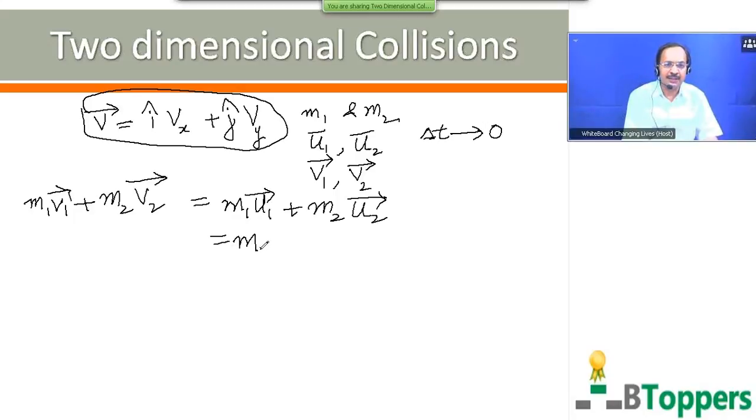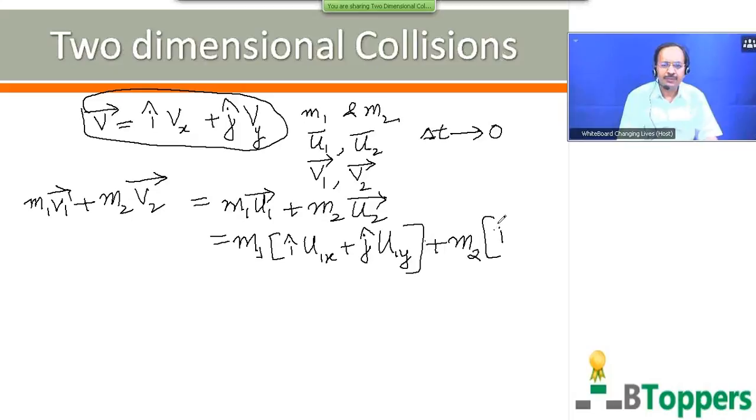So the initial velocity U1 bar of the mass M1 just before collision can be written as i cap into U1x plus j cap into U1y. U1x is the x component of the initial velocity of M1 and U1y is the y component of the initial velocity of M1 just before collision. U2 bar can be written as i cap into U2x plus j cap into U2y. U2x is the x component of the initial velocity of M2 just before collision and U2y is the y component of the velocity of M2 before collision.